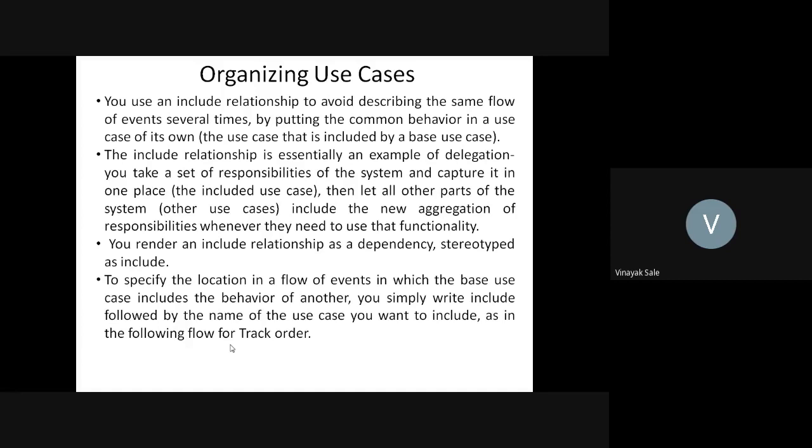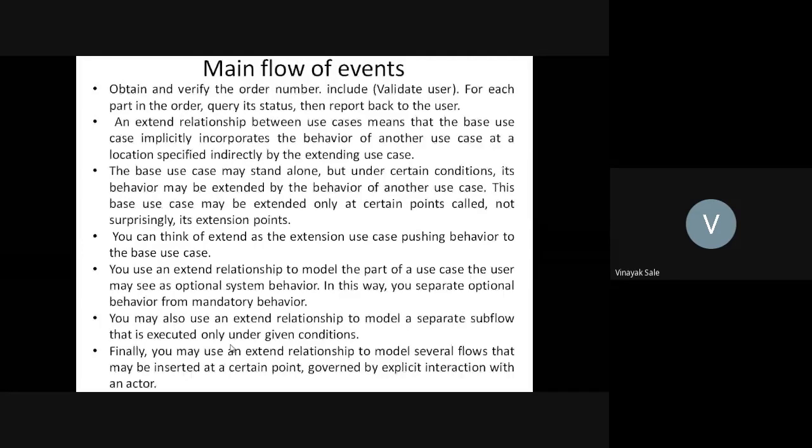You render an include relationship as a dependency stereotyped as include, and to specify the location in the flow of events in which the base use case includes the behavior of another, you simply write include followed by the name of the use case you want to include, as in the following flow for track order: obtain and verify the order number, include validate user for each user, query the order status, and then report back to the user.